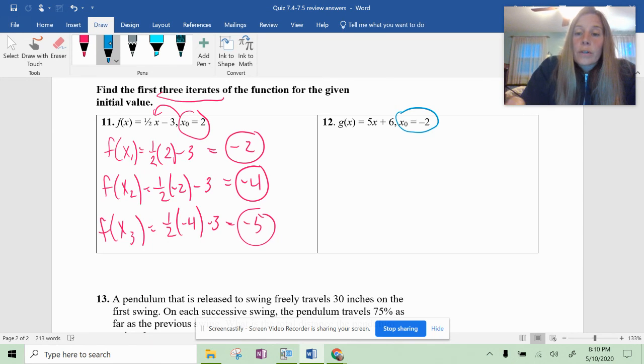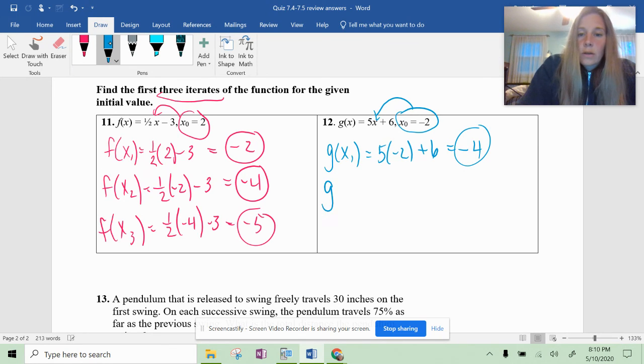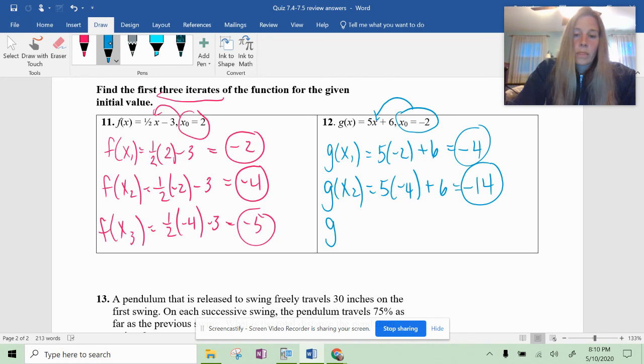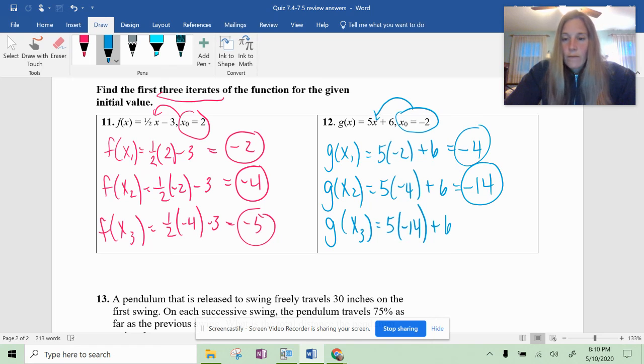Now for number 12, we're going to start with the -2 and we're going to plug that in for x. So we have 5 times -2 plus 6, -10 plus 6, which would be -4. Then we're going to plug the -4 in for x. So 5 times -4, which is -20 plus 6, so -14. And then one more iteration, we're going to plug the -14 in for x. We multiply that by 5 and then add the 6 and we get -64. So those would be our 3 iterates for that one.